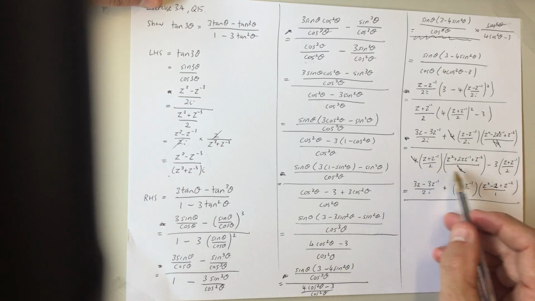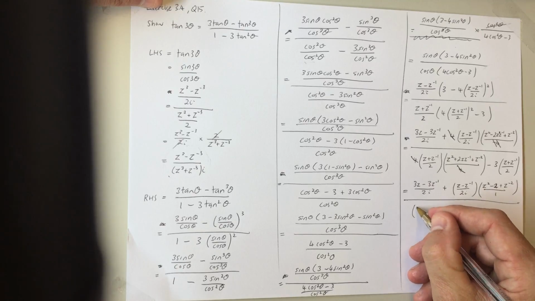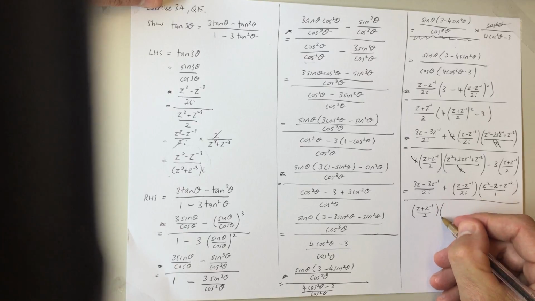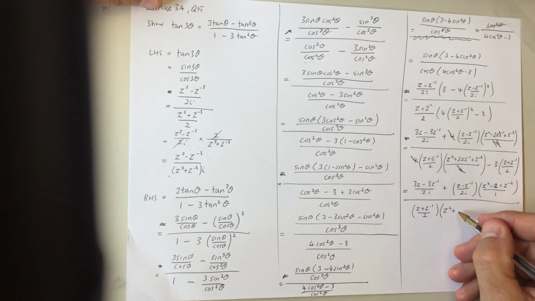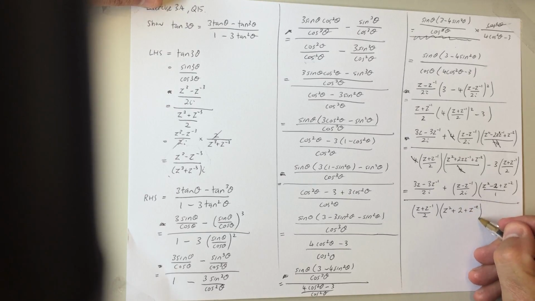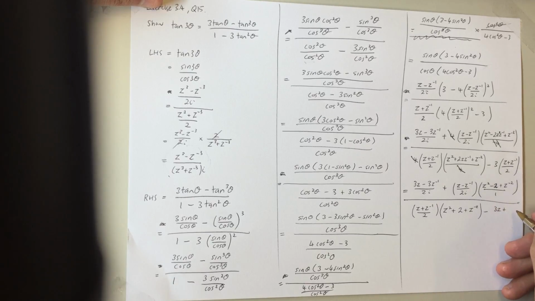Now that's all over this denominator here, which is (z plus z to the power of negative 1) over 2 times by z squared. This is just going to simplify to be 2 plus z to the power of negative 2, subtracting 3z plus 3z to the power of negative 1 all over 2.